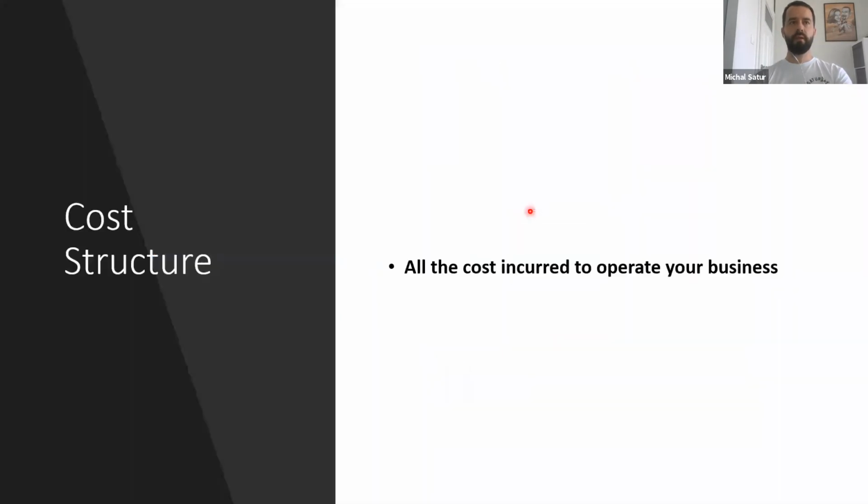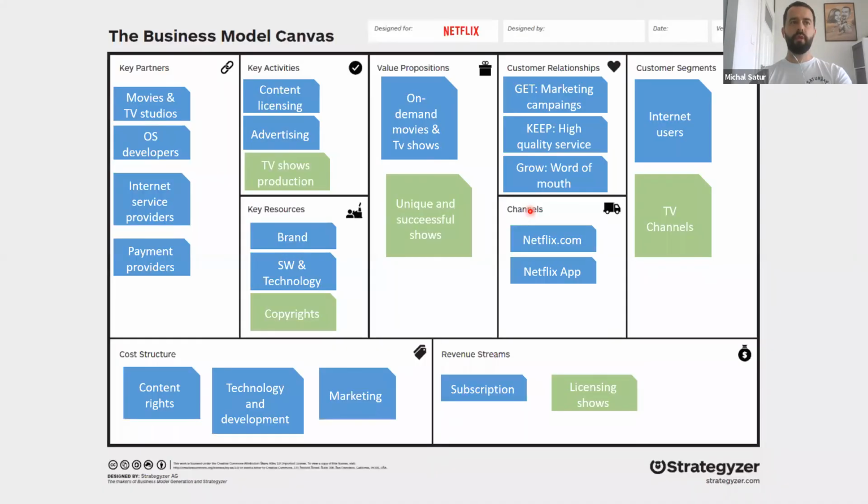And the last field you need to fulfill is the cost structure, like what are the costs incurred to operate your business, and you have to cover this as well. So for the Netflix case, there are the content rights, technology and development, and marketing costs. So as you can see, pretty much all the fields are fulfilled.